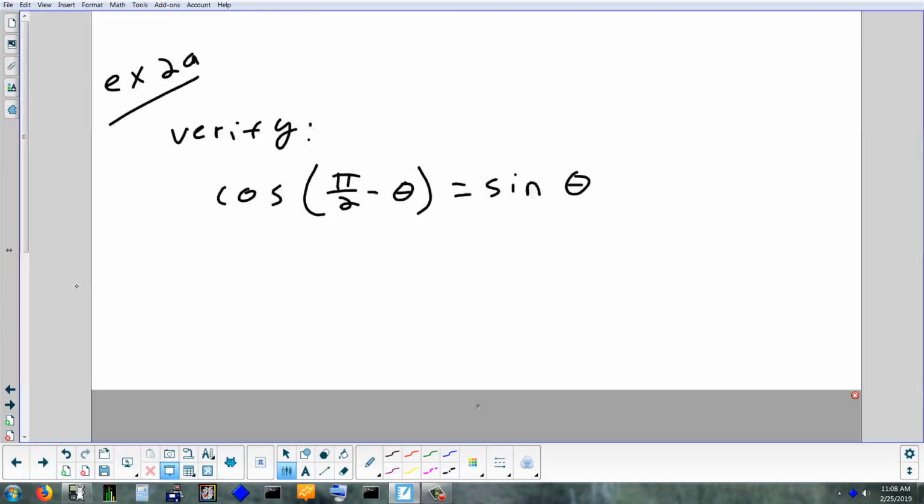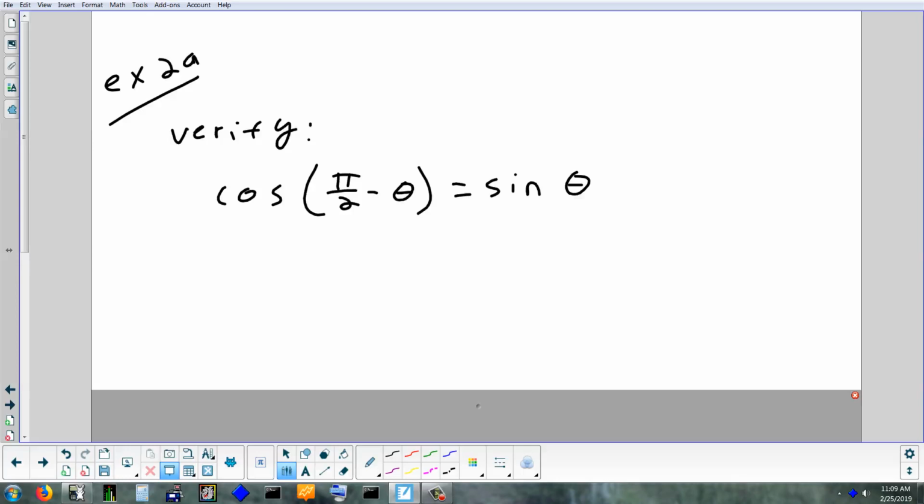Okay, let's try this one. So this is a verify. With verify, you always have 2 sides. And my hint last week was to always start with the side that's what? What'd you say, Jim? The most what? Yeah, the most stuff going on, yeah. Start with the side that looks more complicated. Okay, it's always easier to take something that looks complicated and make it simpler. Don't take something that already looks simple and make it look more complicated.